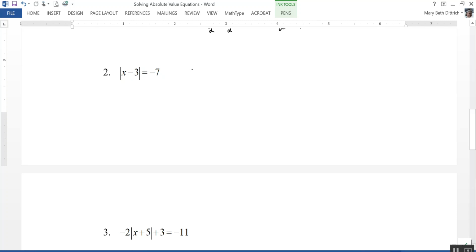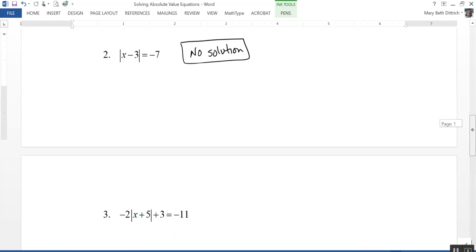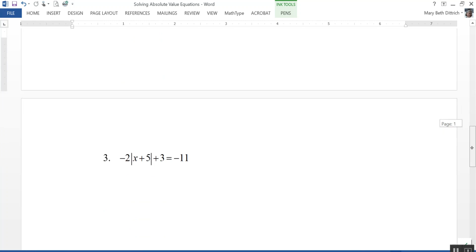So this one actually has no solution. There is no number that I can plug in for x, subtract 3, take the absolute value, and get a negative 7, because an absolute value cannot yield a negative number. Okay. Let's take a look at our next example here.